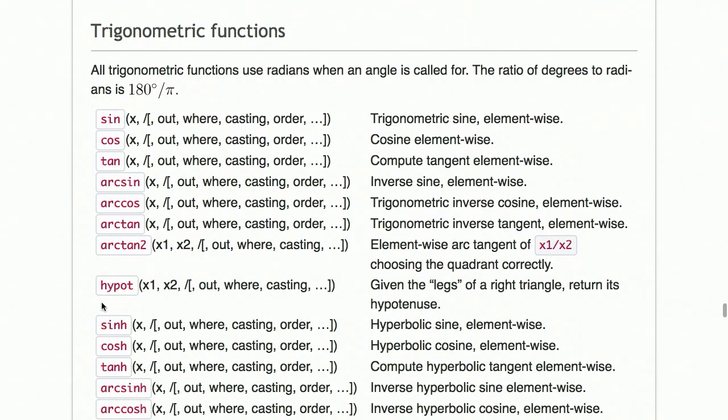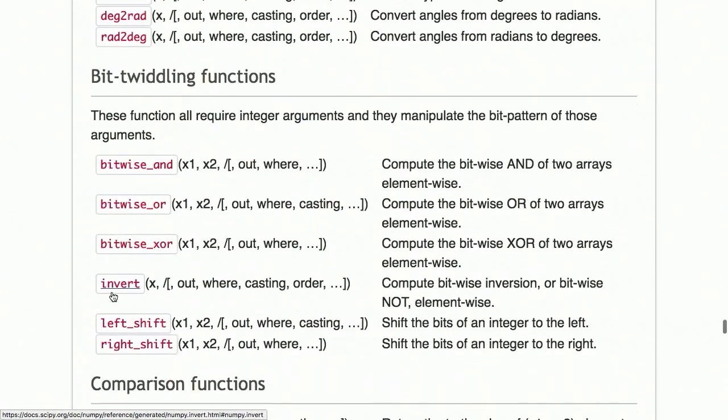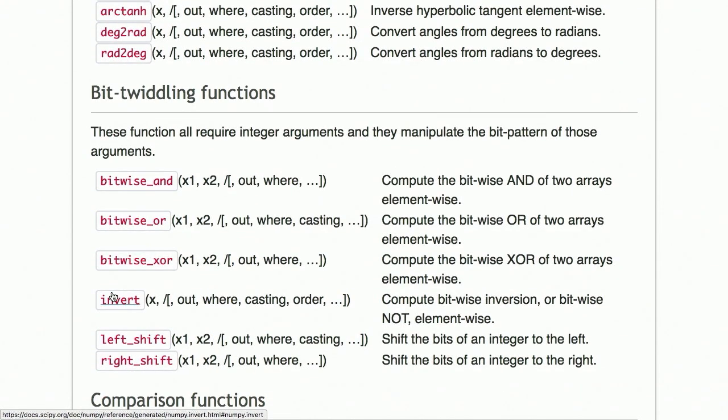So we look at these. Here's hypot for hypotenuse, the old a squared plus b squared equals c squared. This creates an array of all the c's. Pretty nice, right? Here's some low-level bit twiddling functions. Again, handy if you need it, if you're dealing with binary data and you need to move some stuff around.